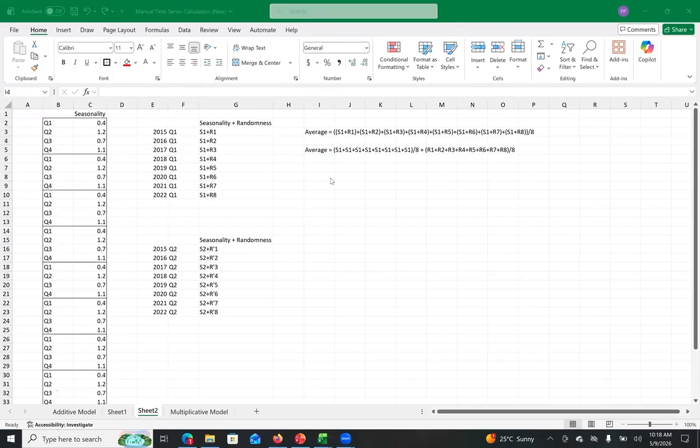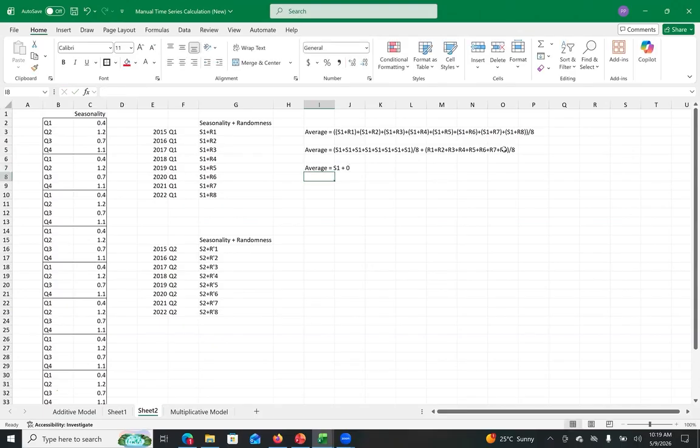Yes. Right? Can I say that the average of the first one, seasonal S1 plus S1 plus S1 plus S1, 8 S1 divided by 8, is going to be S1 only? And what is the average of the random component? 0.